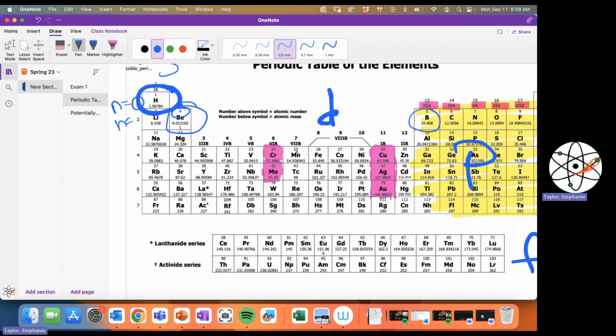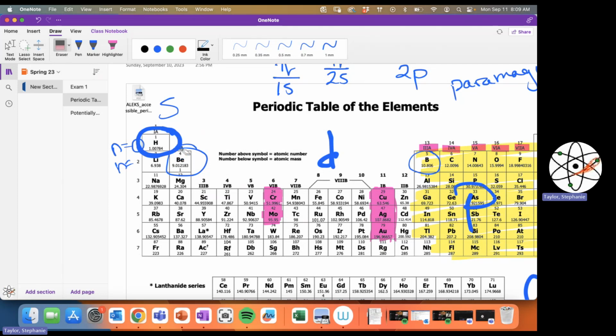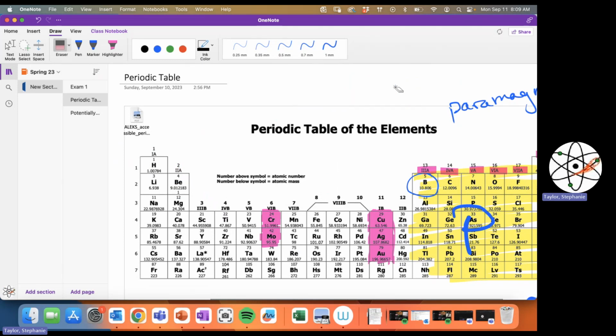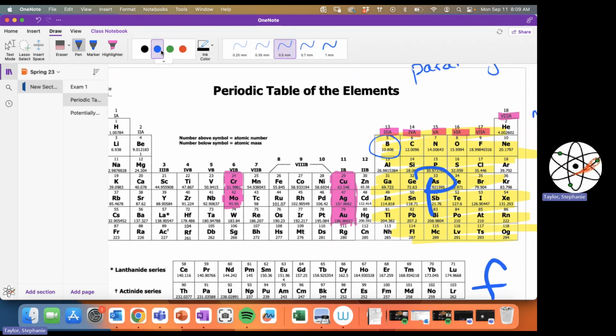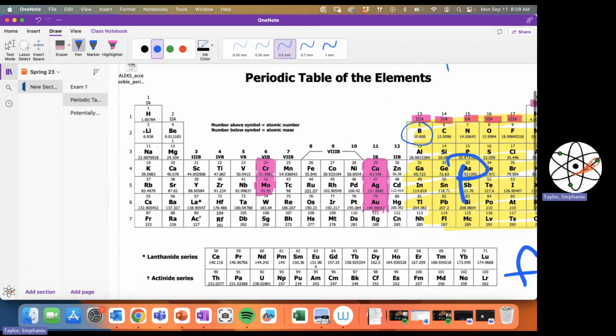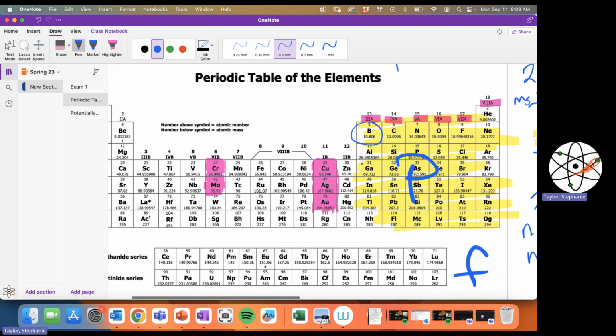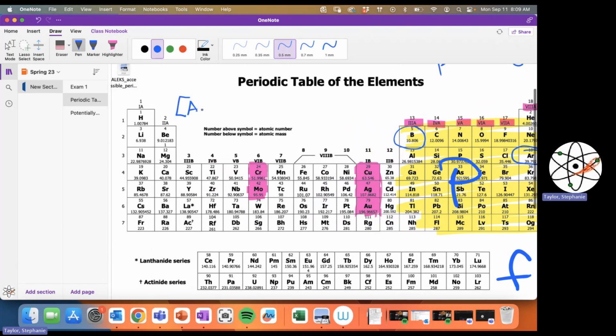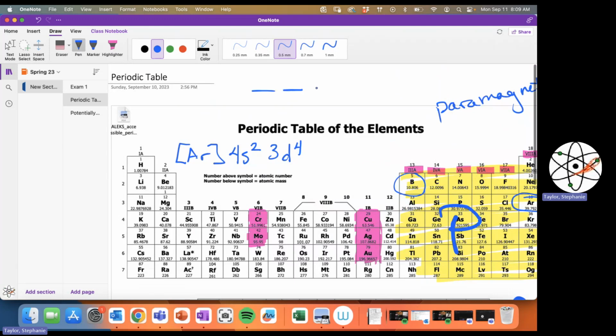So what makes these things exceptional? These things are going to be exceptional because they're going to do something really weird. Let's just focus on the shorthand notation for a moment. When we're trying to get to chromium, we could go through all the different values of n, but there's a shorthand notation where we just use the most recent noble gas. So we're going to start with argon. And then I would originally go for 4s2 and then 3d4.